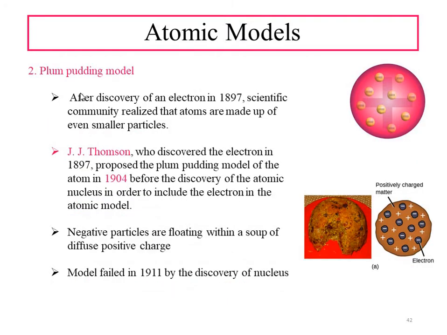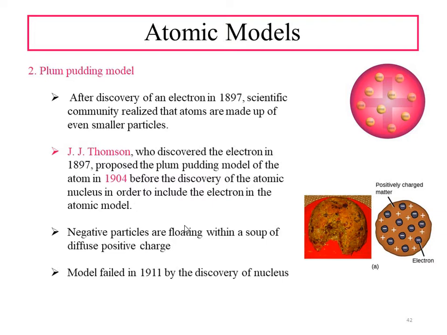Next is the plum pudding model. After the discovery of the electron in 1897, the scientific community discarded the earlier model. J.J. Thomson, again in 1897, proposed a plum pudding model. This plum pudding model looks like a cake.